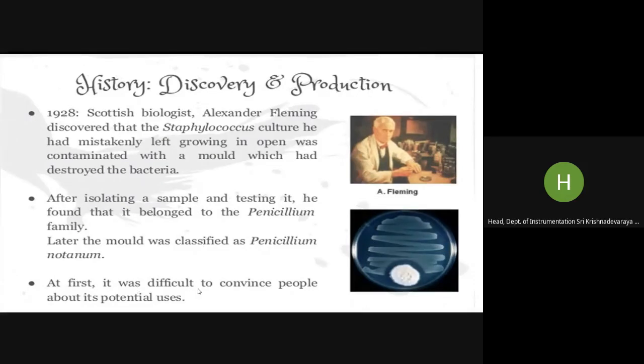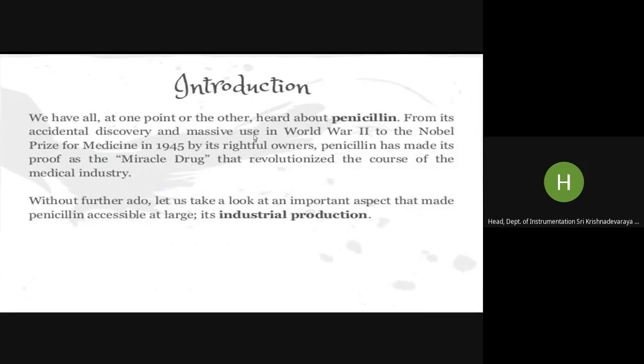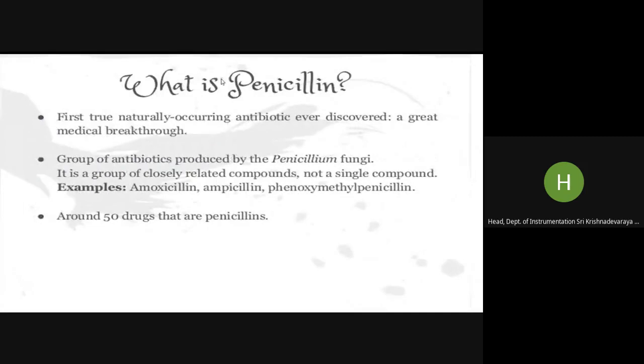At first, it was difficult to convince people about its potential uses, but gradually people realized its value, because it was used massively during World War II, and that led to the Nobel Prize for Medicine in 1945 for its rightful owners. Penicillin proved itself a miracle drug that revolutionized the course of the medical industry. Without further ado, let's look at an important aspect that made penicillin accessible at large, its industrial production. If you understand what penicillin is, it is a naturally occurring antibiotic.